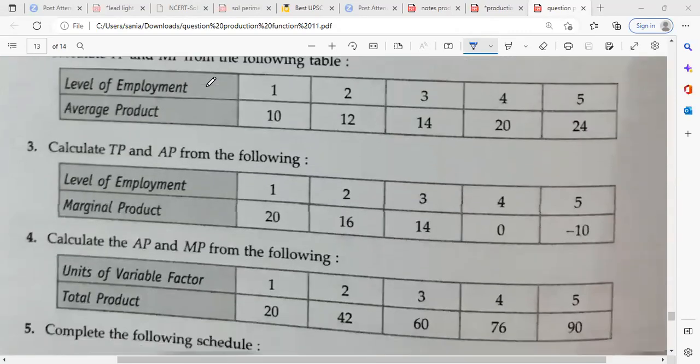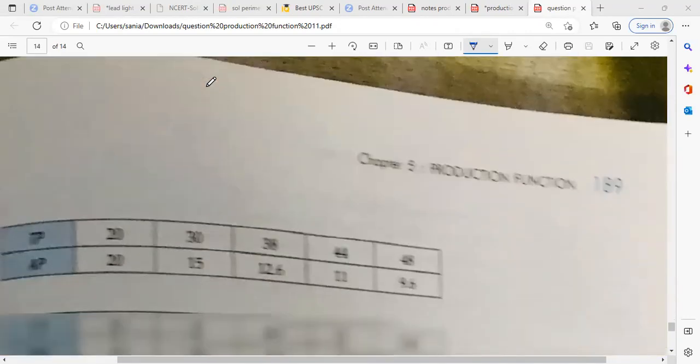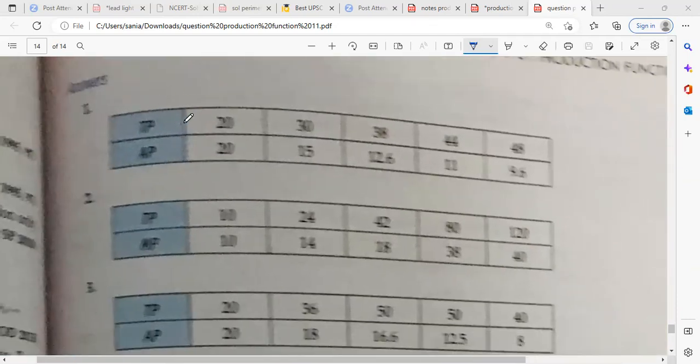Okay, students. So let's just check. I hope everyone is done, right? Yes, ma'am. Okay. So coming to the first one, your answers are 20, 30, 38, 44, and is it 48? What did you get? 48. Okay. Then over here, 20, and then 0.5, 15, and then 12.6, and then 11, then 9.6. Others?